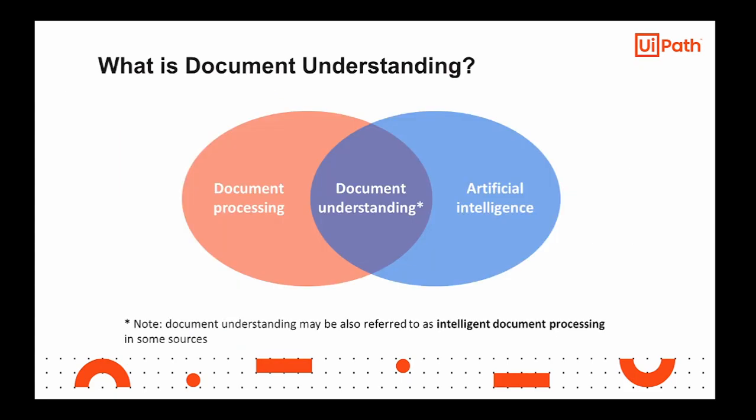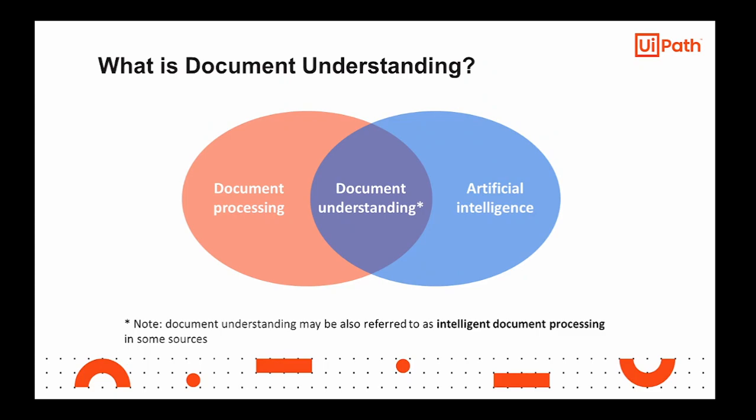First of all, let's answer the questions: what is document understanding and how is it related to artificial intelligence? Document understanding lies at the intersection of automated document processing and artificial intelligence. Together, they can handle more complex and cognitive tasks.